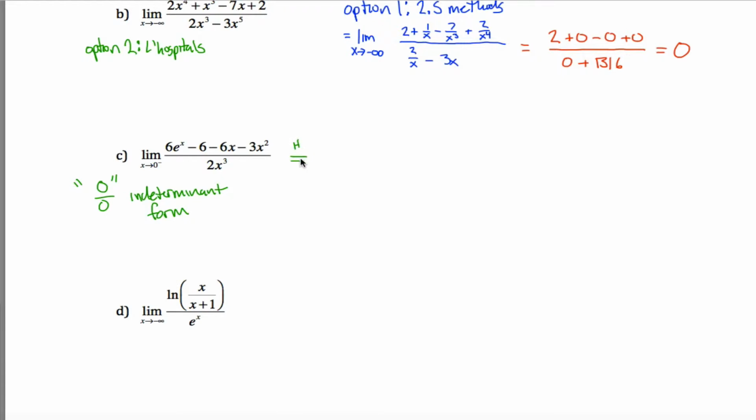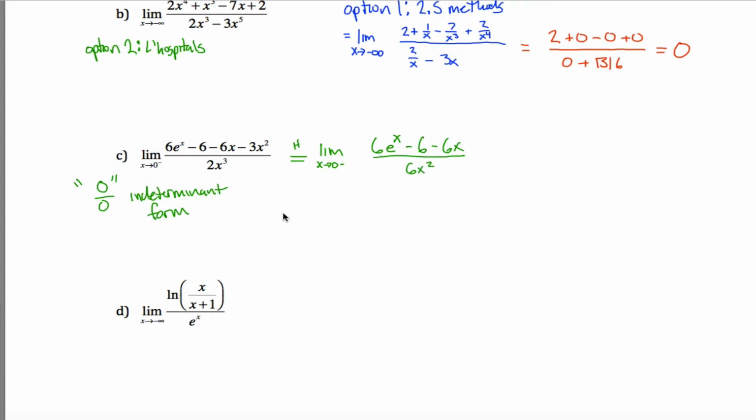So with L'Hopital's rule, maybe an equals with an h on top. Again, that's optional. You don't have to say that. You can say that this is equal to the limit as x approaches 0 from the negative side of, and then take the derivative of the numerator and the denominator. The derivative of the numerator would be 6e to the x minus 0 minus 6 minus 6x. The derivative of the denominator would be 6x squared.